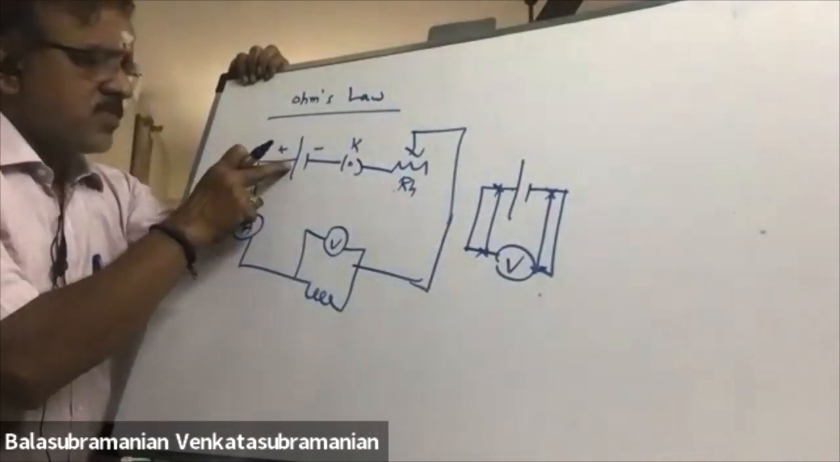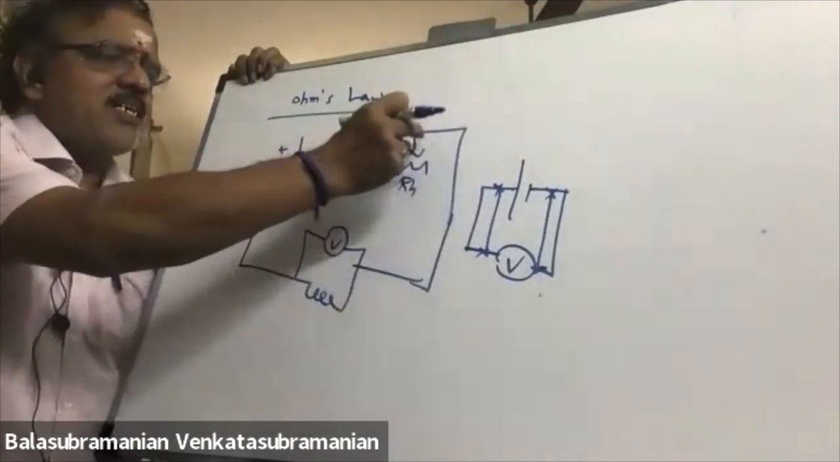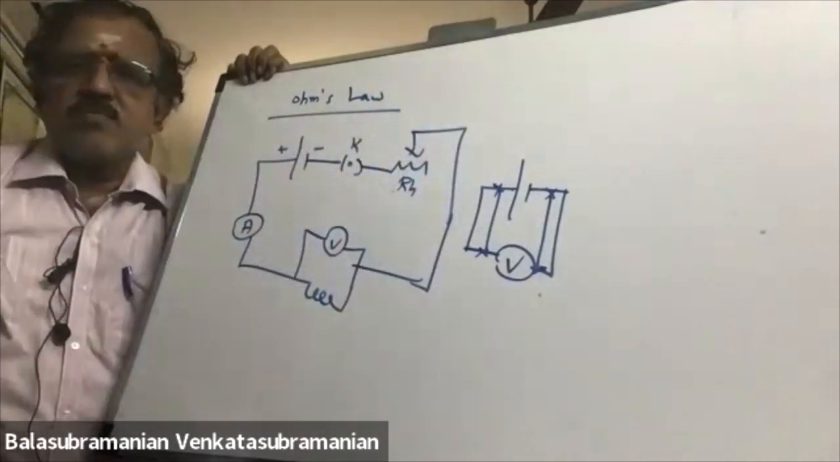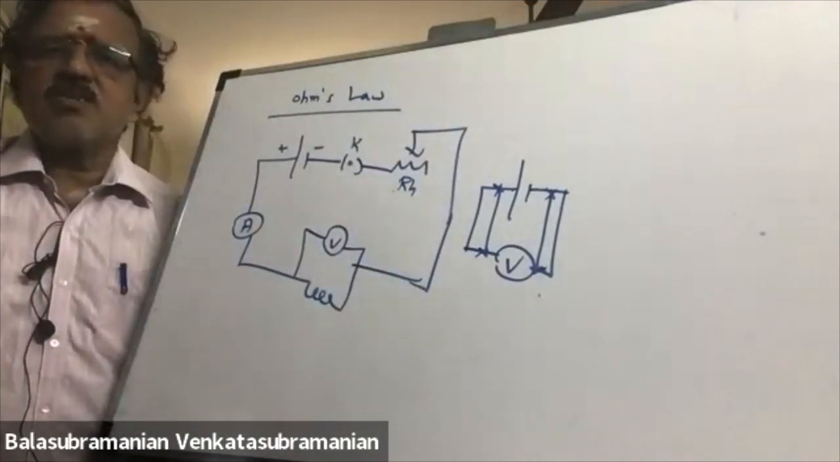Series means this positive is connected to ammeter, the ammeter's other end is connected to something else, then connected to negative. Series. This is called series circuit.